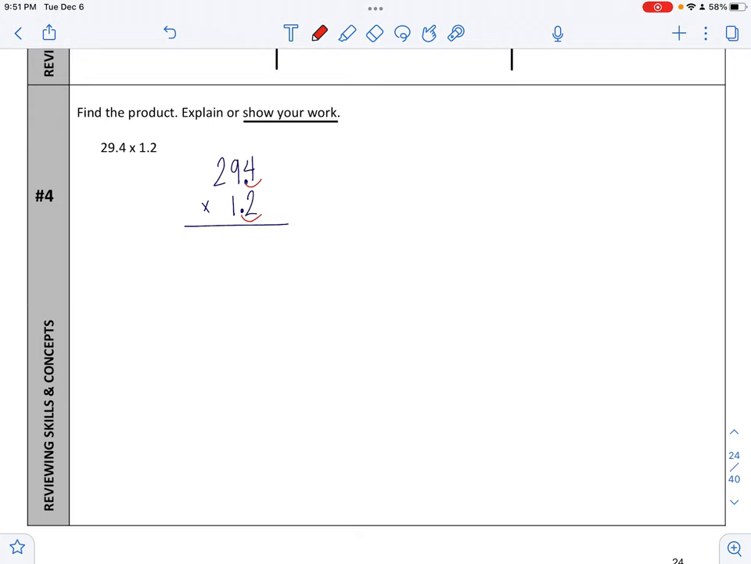I know that I'm 1 place value away from 1 on 29.4, and that I'm 1 place value away from 1 in 1.2. So I'll need to move my final answer, the decimal place, 2 spaces to the left, which is the same as dividing by 100. Make sure you're careful with the decimal in your final answer.